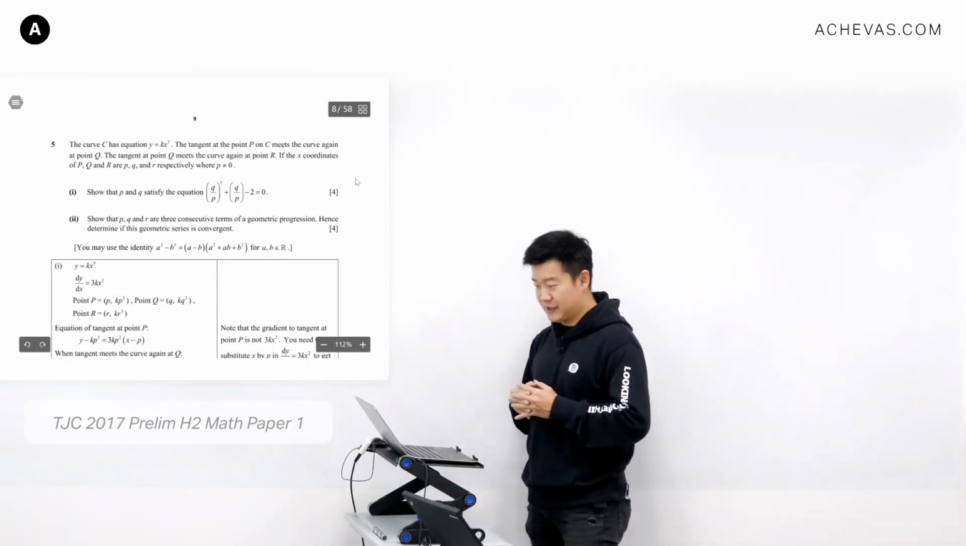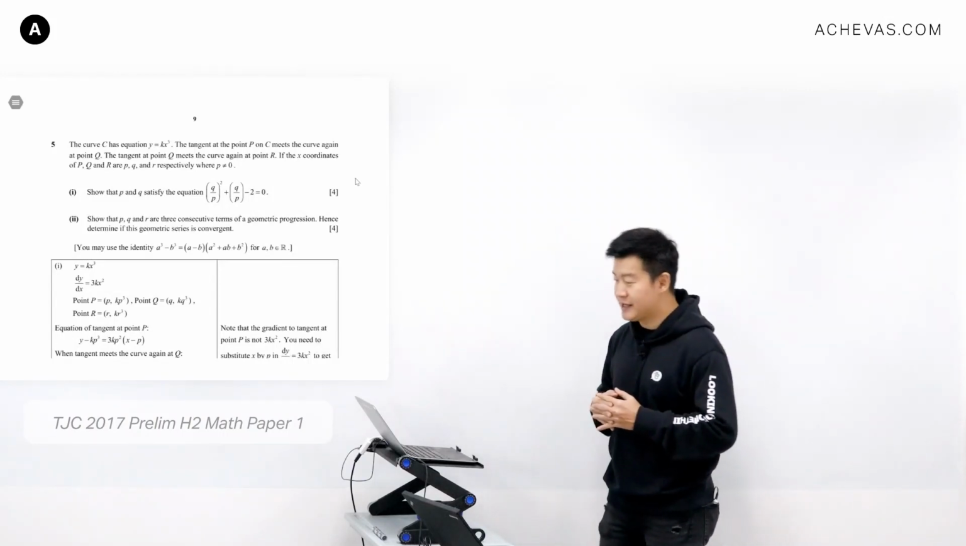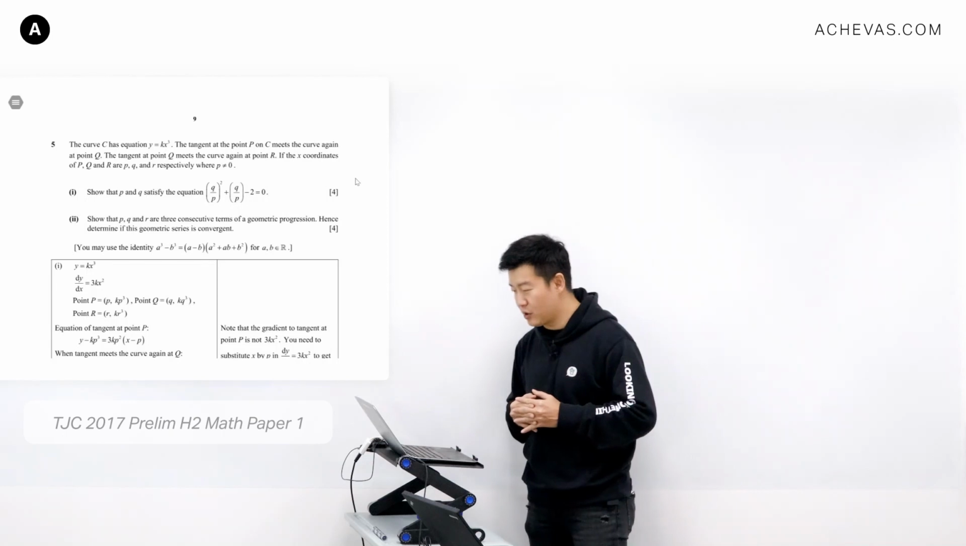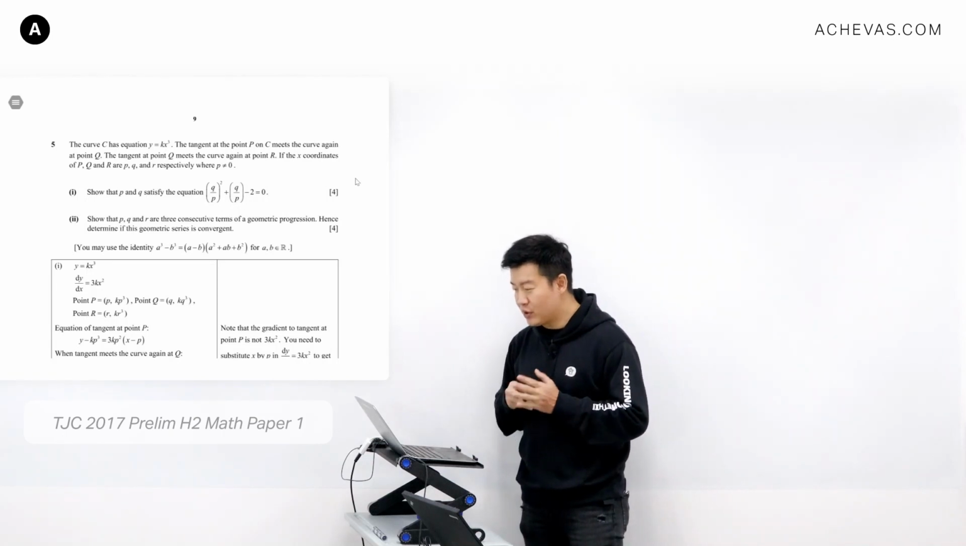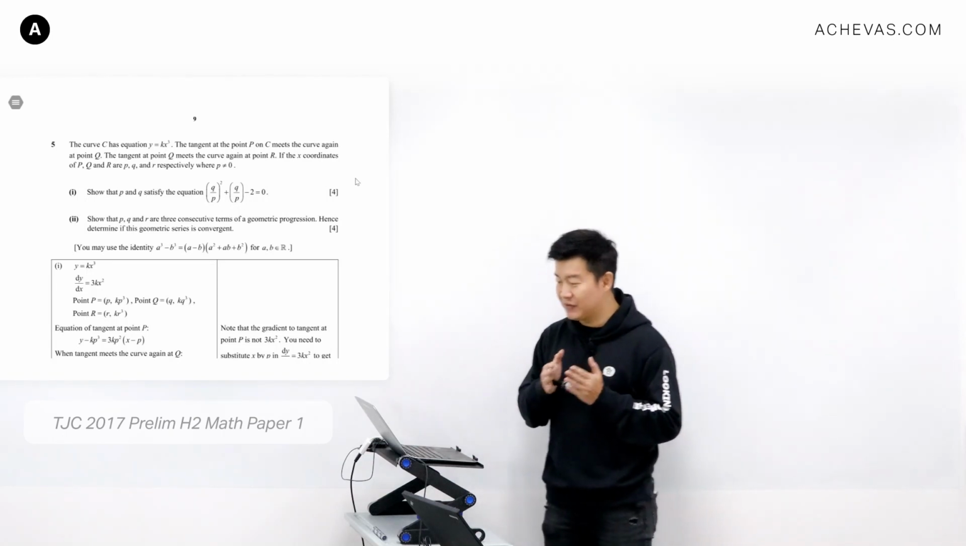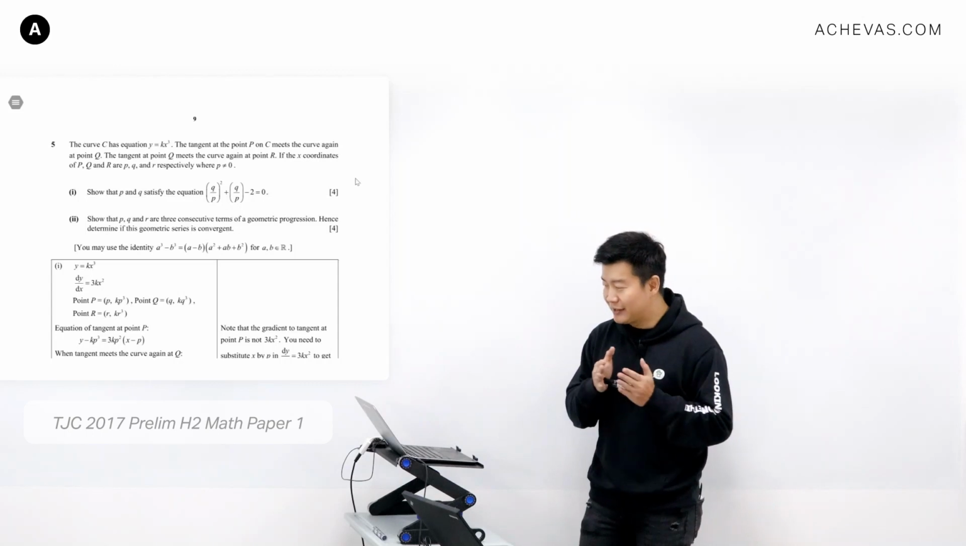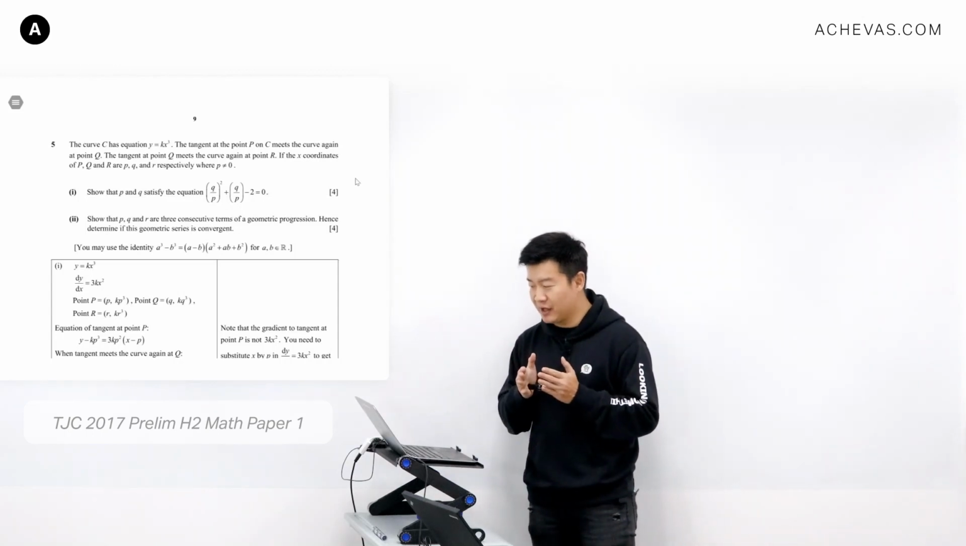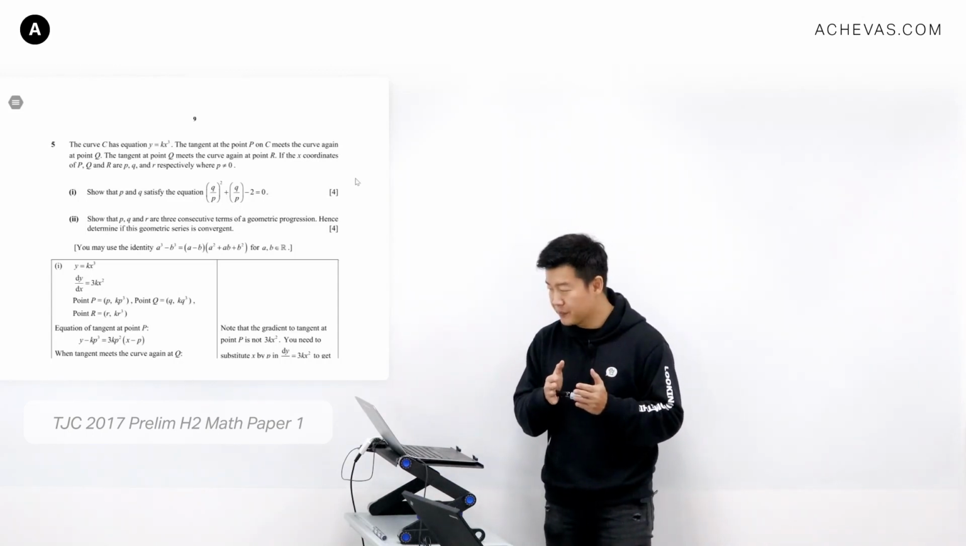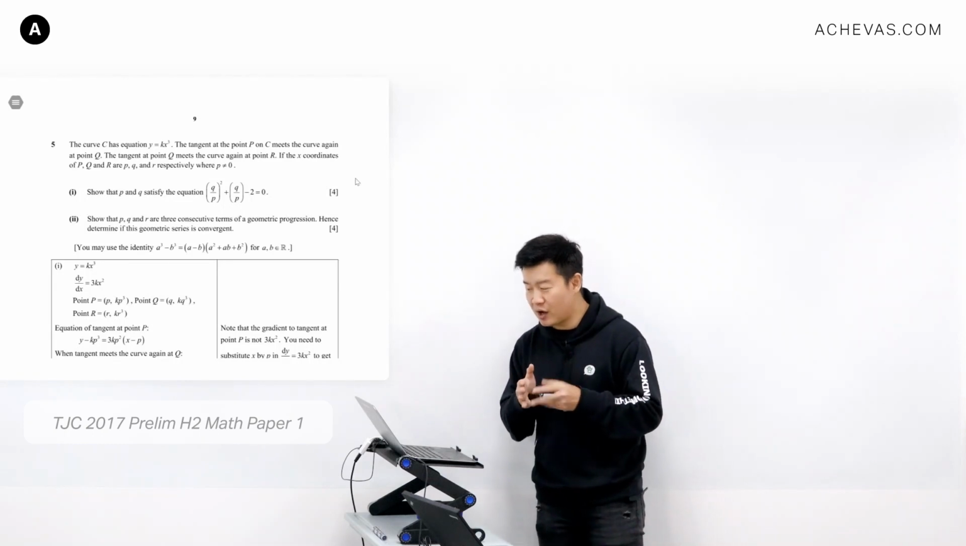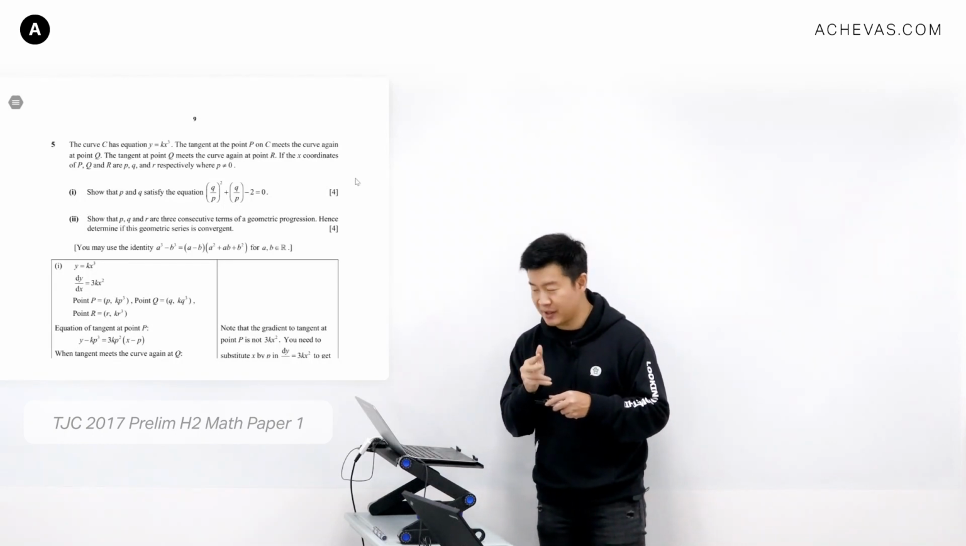We have this curve C. It has an equation y is equal to kx to the power of 3. The tangent at point P on the curve C meets the curve again at point Q. And the tangent at point Q meets the curve again at point R. The x coordinates of P, Q, R are p, q, r respectively.